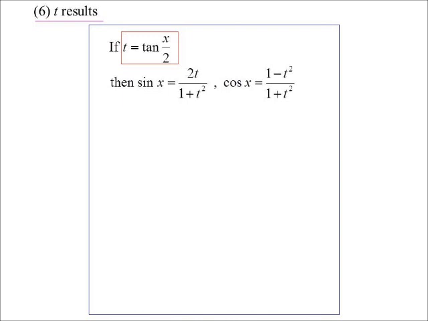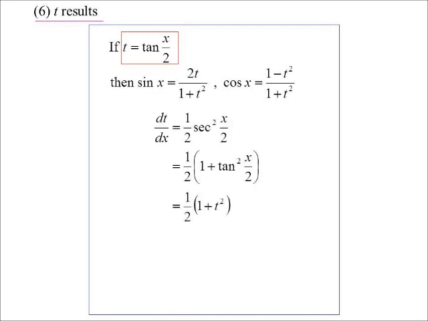Now, if I'm going to use it as a substitution, I need to work out what dt is. Well, dt dx would be a half sec squared x on 2. And sec squared is 1 plus tan squared. But we said t was tan. So we get a half of 1 plus t squared. So dt dx is 2 on 1 plus t squared. So dx is 2 dt on 1 plus t squared.